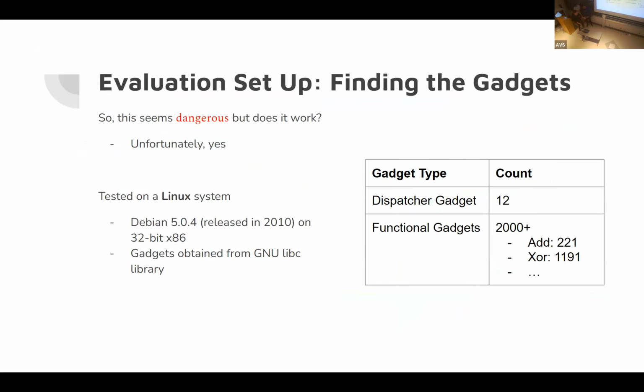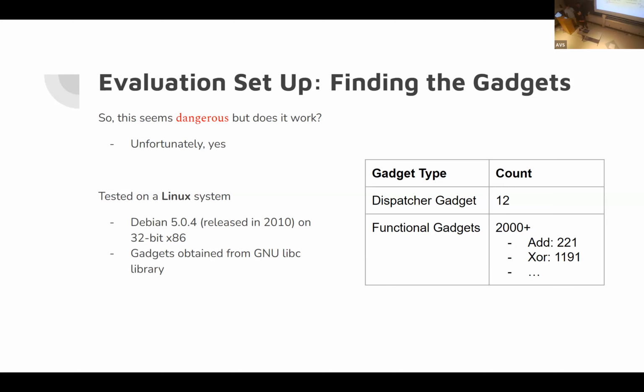Great. Now that we have a brief background on how jump-oriented programming works, we want to dive into the evaluation and see an actual attack be launched. But before we do that, we'll talk about finding gadgets. They tested this on a Linux system running Debian, and this paper was published in 2011, so they're running a 2010 version of Debian, which is a pretty common thing anyone can get. They were able to find gadgets from the libc library, which also just comes with the system.